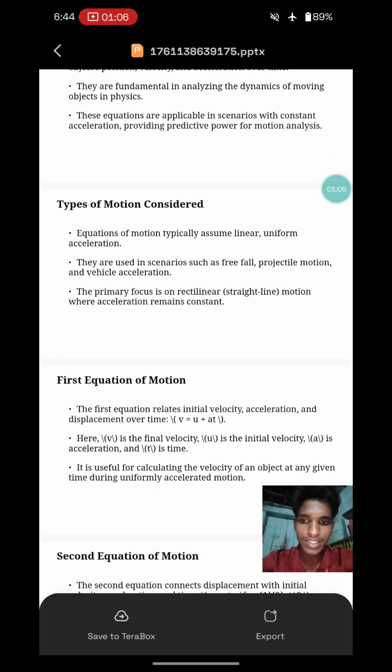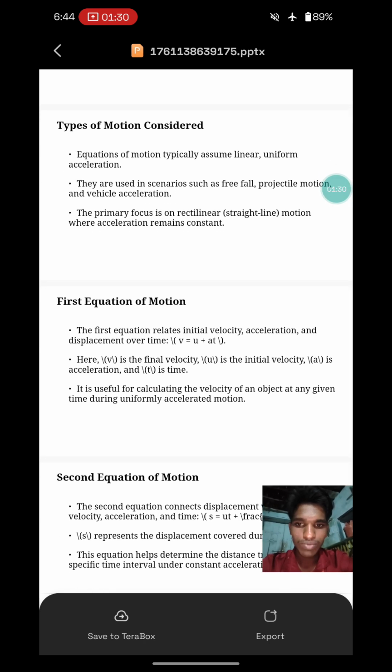Next we will discuss the first equation of motion. The first equation relates initial velocity, acceleration and time. V is equal to u plus at. Here V is the final velocity, u is the initial velocity, a is the acceleration, and t is the time. It is useful for calculating the velocity of an object at any given time during uniformly accelerated motion.